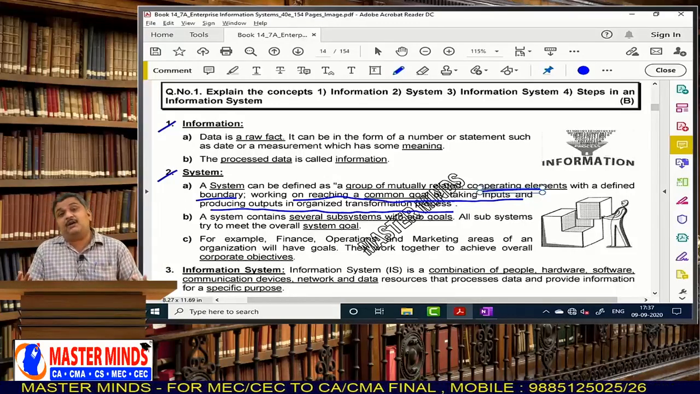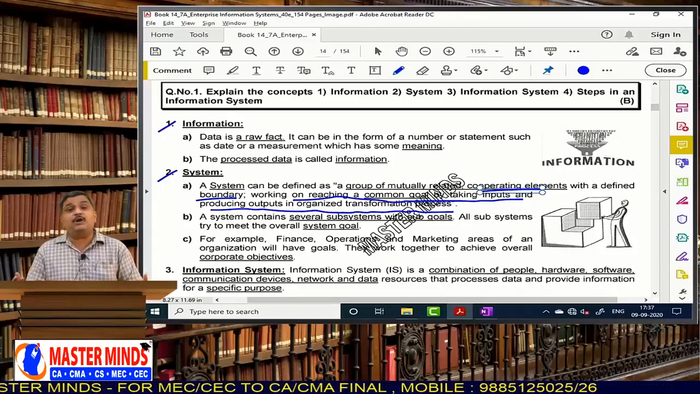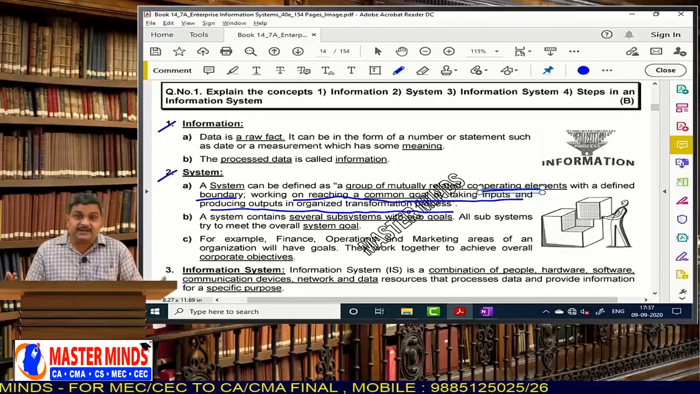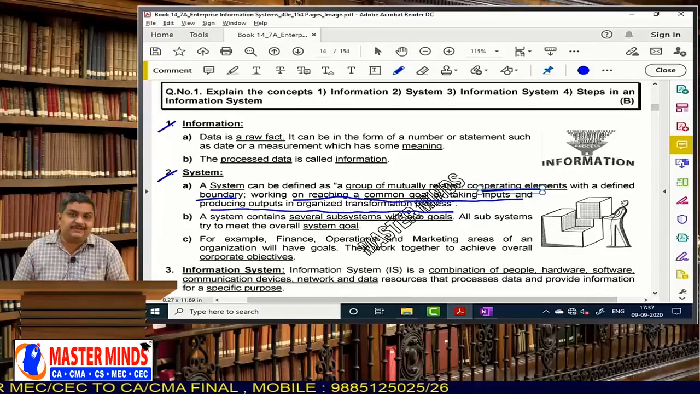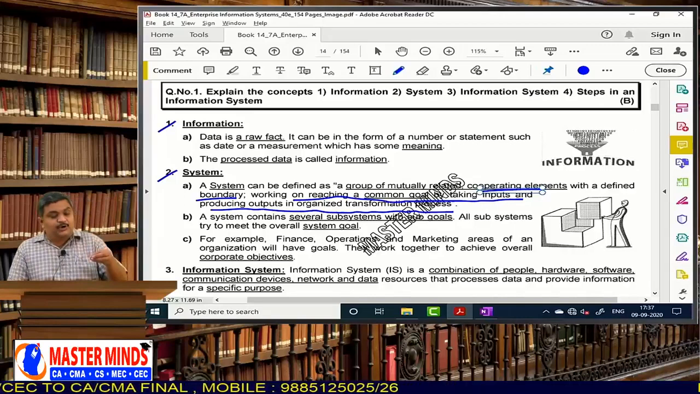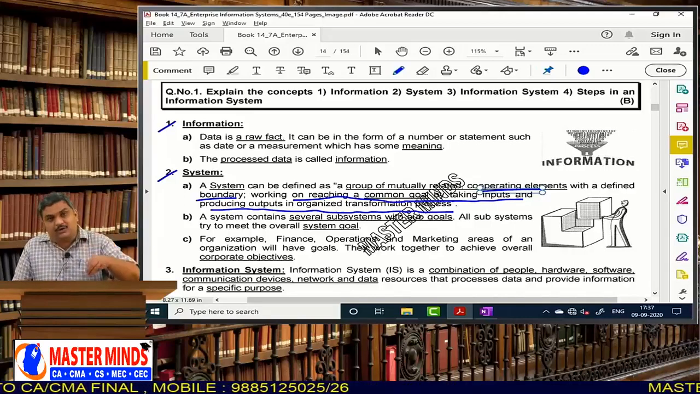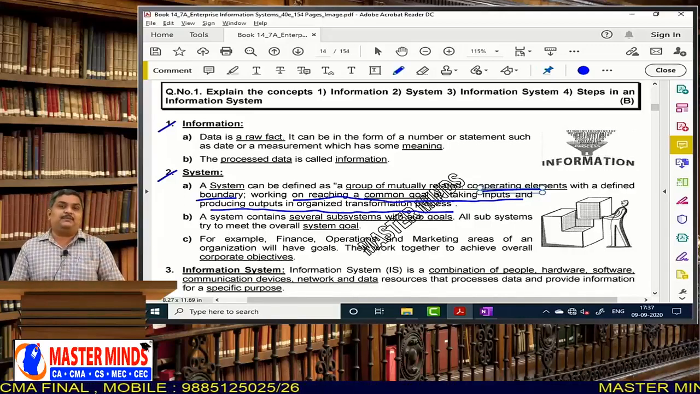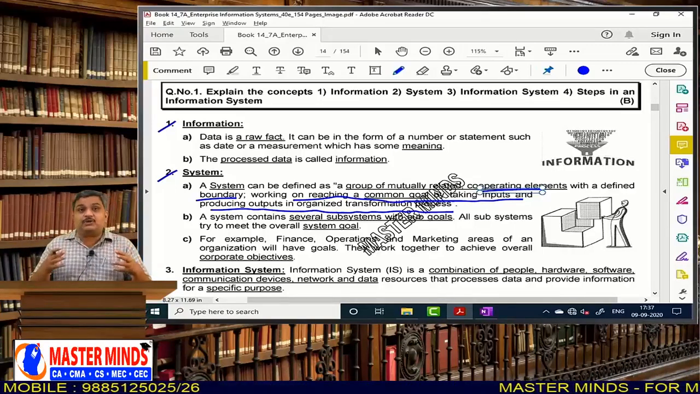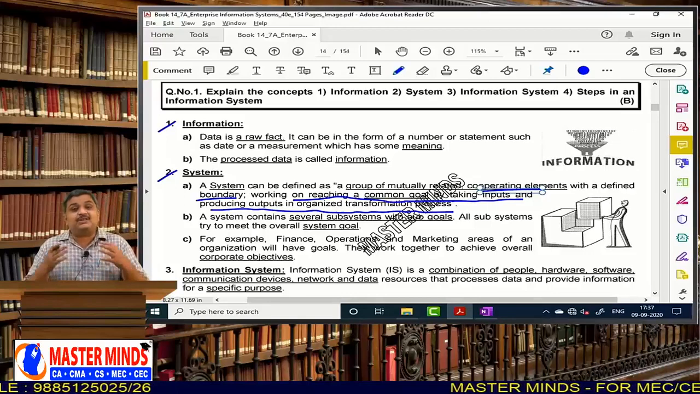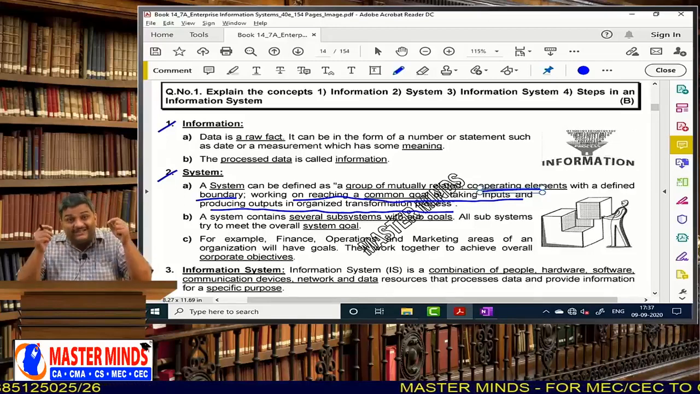If different organs in our body function separately without interaction and integration, then we cannot live. So, all those components should have a common goal. That is very, very important. See, I am not now telling you about information systems. I am just explaining to you what a system is.